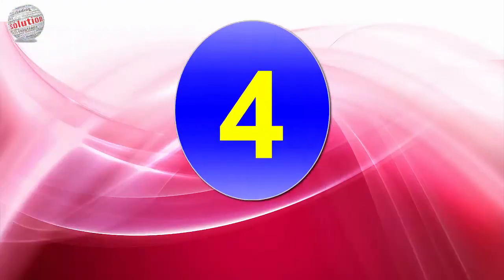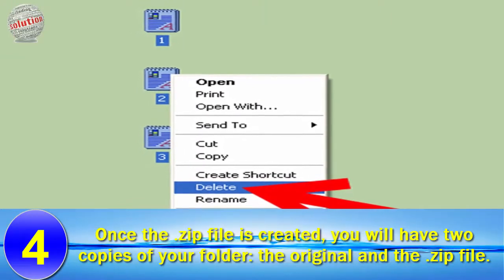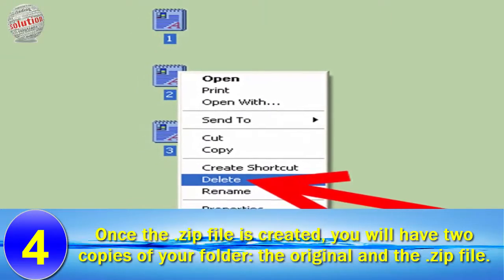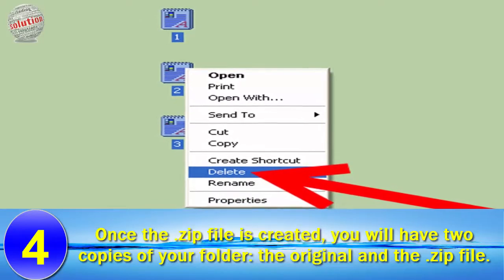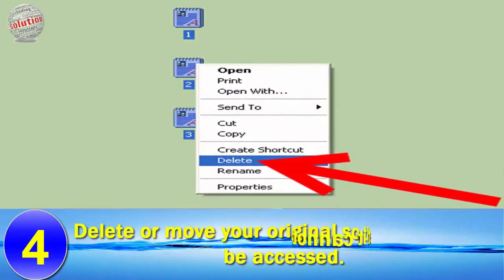Step 4. Delete the original. Once the .zip file is created, you will have 2 copies of your folder, the original and the .zip file. Delete or move your original so that it cannot be accessed.